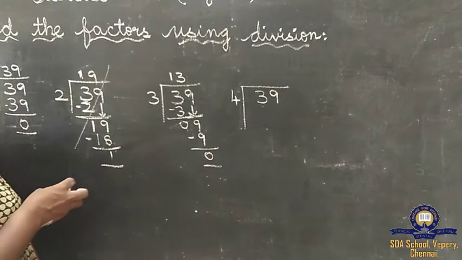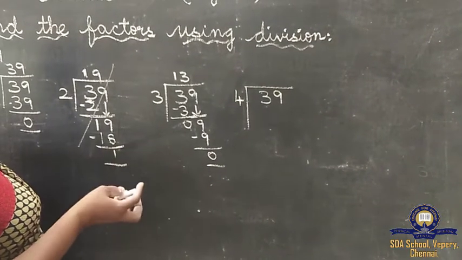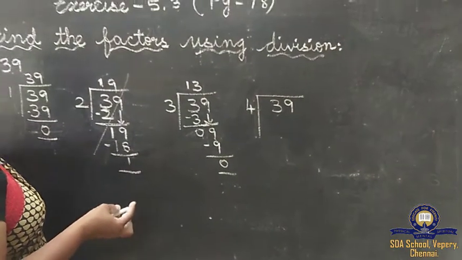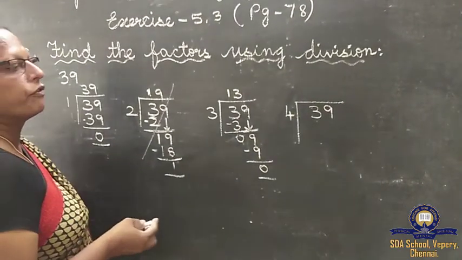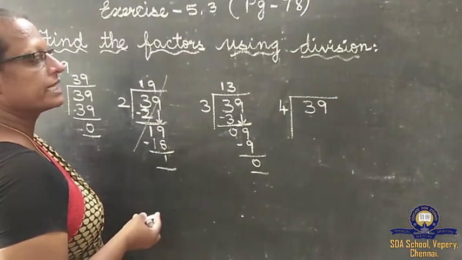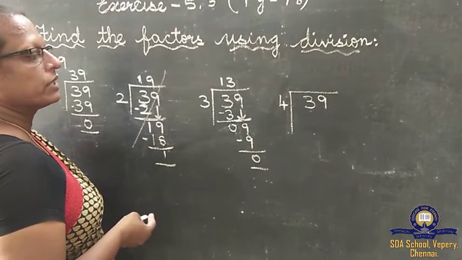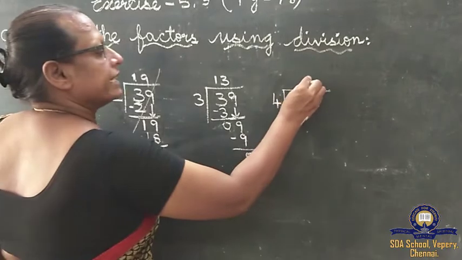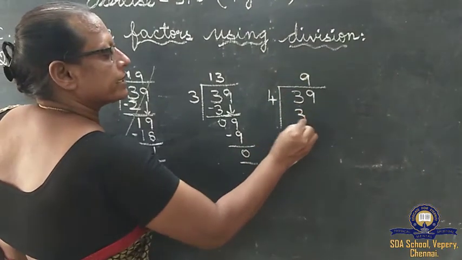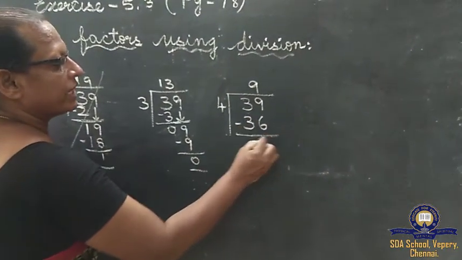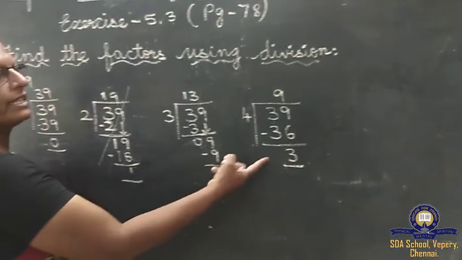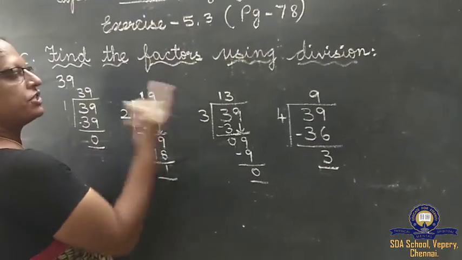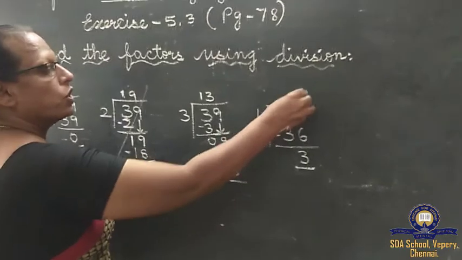1 4 is 4, 2 4s are 8, 3 4s are 12, 4 4s are 16, 5 4s are 20, 6 4s are 24, 7 4s are 28, 8 4s are 32, 9 4s are 36, isn't it? 9 4s are 36. So what's the remainder that will come? 3. So is the 4 table a factor of 39, children? No.